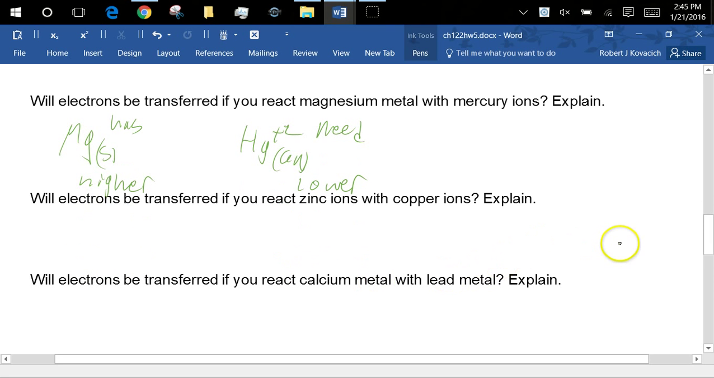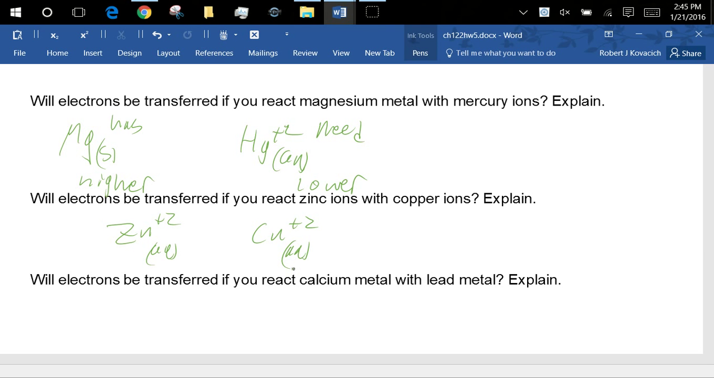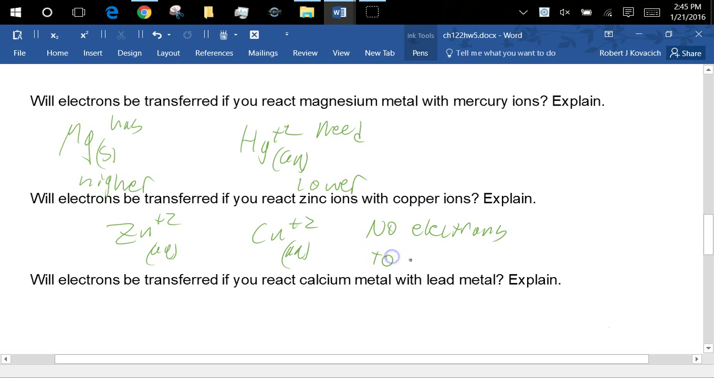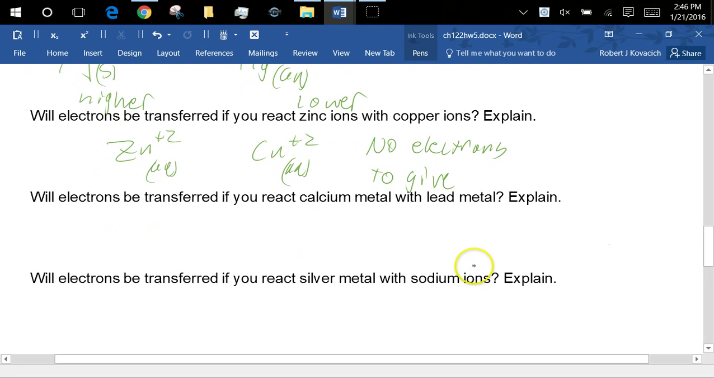All right, how about zinc ions and copper ions? Anything happening here? Why not? Both ions, right? They're both ions. Nobody has any electrons to give. Sure, the copper needs them, and the zinc is totally willing to give them to it if it had anything, but it has no electrons to donate.